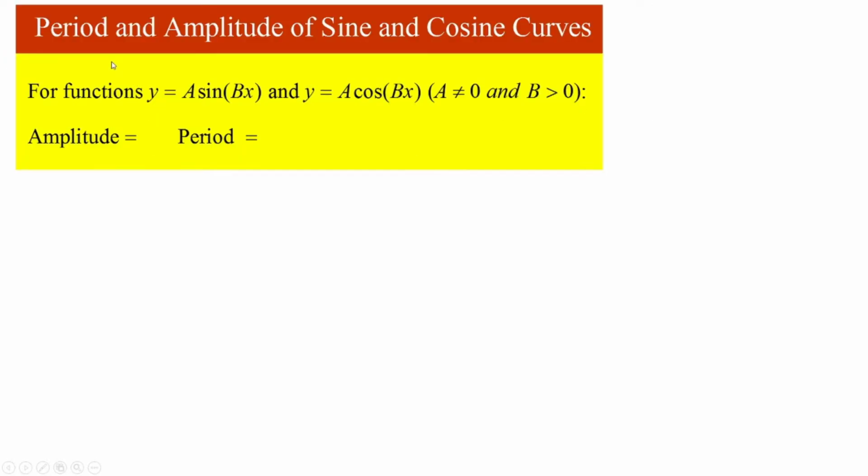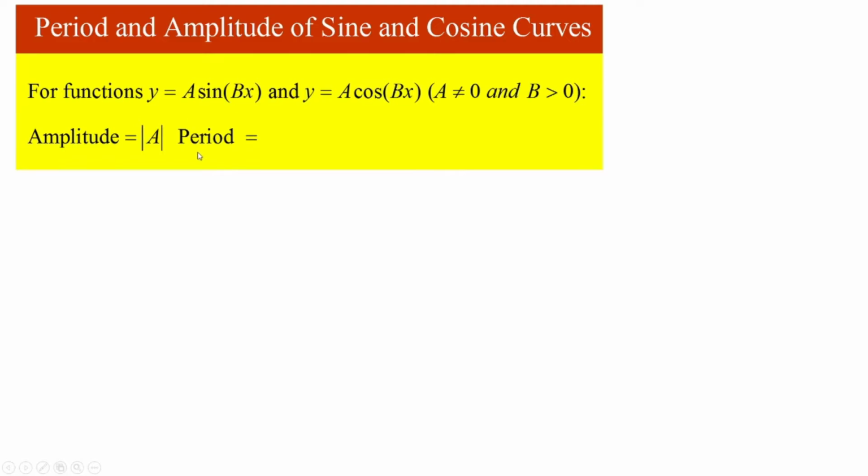Okay, now period and amplitude of sine and cosine curves. Write and highlight this and make sure you understand this. Okay, the functions y equals a times sine of bx and y equals a times cosine of bx, where a does not equal 0. We don't want to multiply our function by 0. And b is a number greater than 0, would have an amplitude. Well, the scalar multiple is a. All right, so the amplitude would always be the absolute value of that a. And it's absolute value because this a could be negative, but the amplitude is a magnitude.